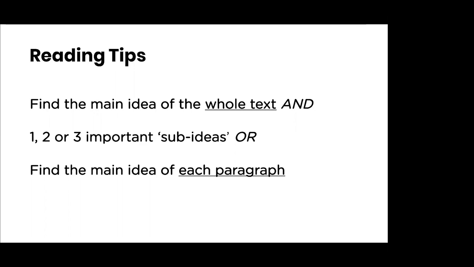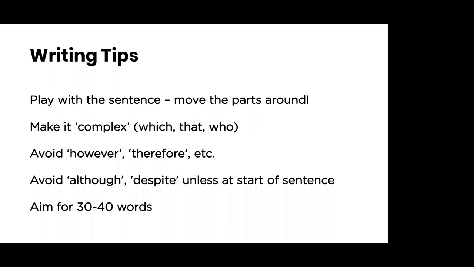When you're writing, you'll need to play with the sentence. You'll need to move the sentence parts around. You'll need to make the sentence complex. That is, you'll need a which, that, or who word in there to make it technically a complex sentence. Try to avoid words like however and therefore, because they usually create what's called a run-on sentence. Having a word like although or despite at the start of the sentence is fine. One of those sentences that is like although, da-da-da, or despite, da-da-da. And you should be aiming for a total word count of your single sentence between 30 and 40 words.